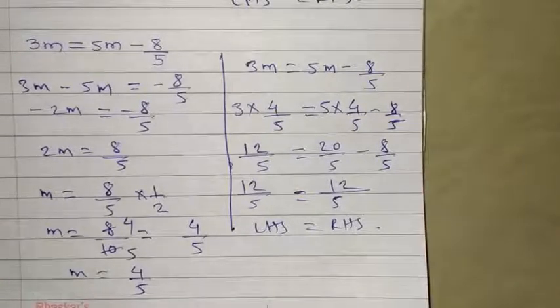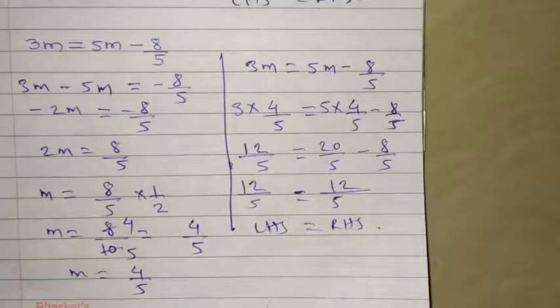So this question was quite easy. You have to just find the value of the variable, means you have to find the solution. Whichever variable is there, you have to find that variable, whether it is x, y, z, m. And after that you put that value in the left and right side. If both are the same, it means your answer is correct. So I hope friends you understood this exercise.